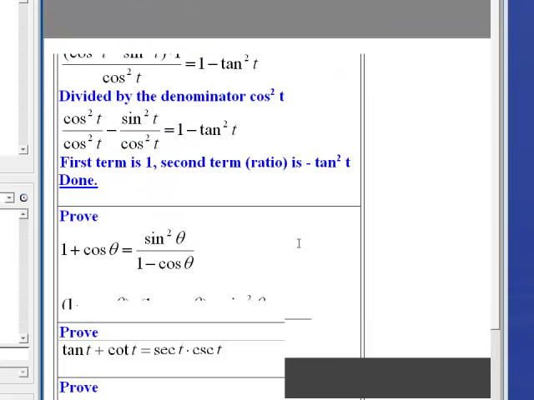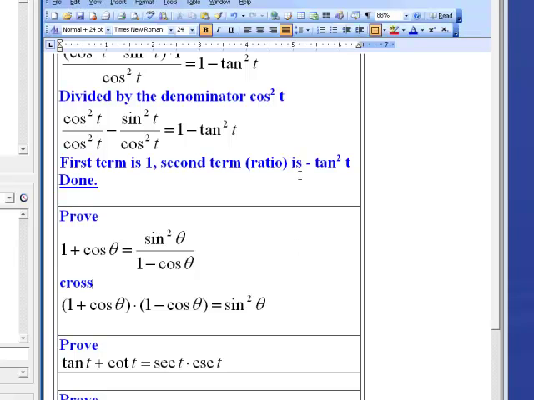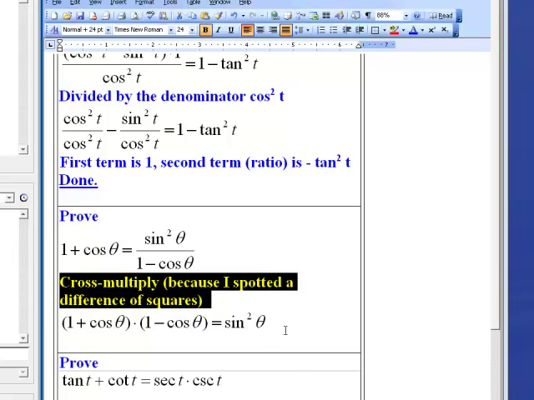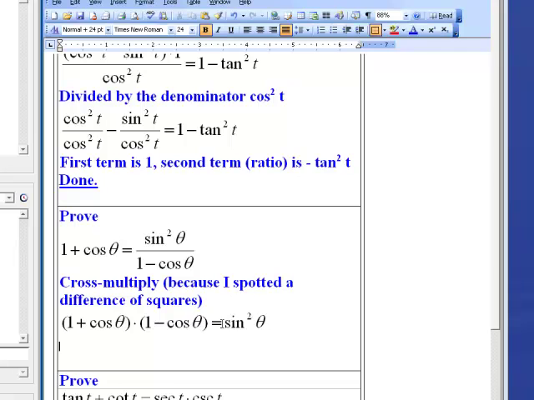We have this one. So basically what I did here is I cross-multiplied because of a difference of squares. Maybe there's a better word for that. Maybe this one, because I spotted a difference of squares. So now I'm going to manipulate that difference of squares.